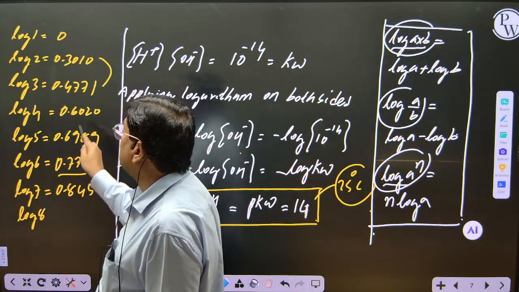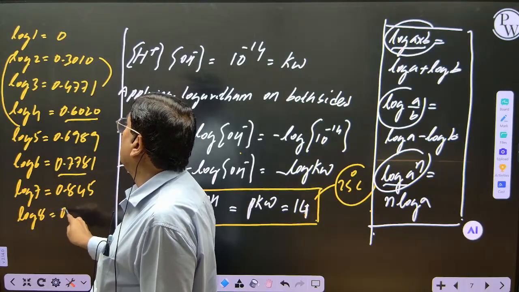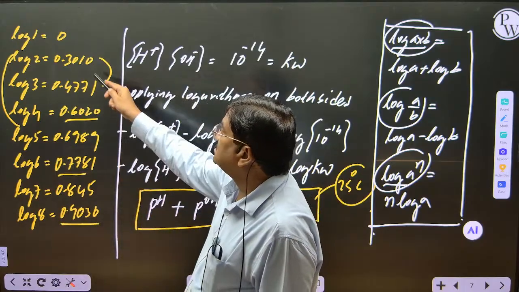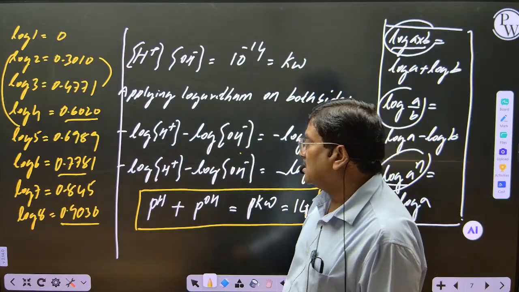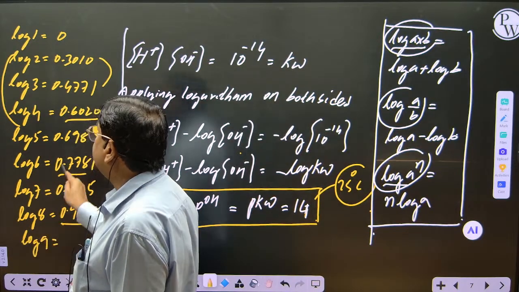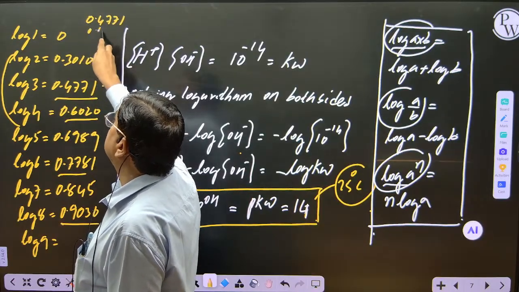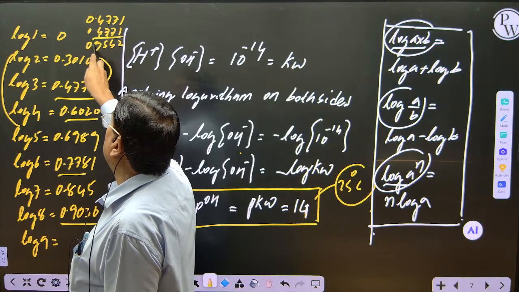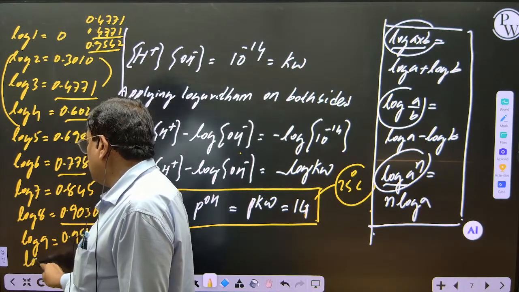How? Log 2 plus log 4, student. Log 2 plus log 4 means how much? 0.9030. Understood. Log 9 we can get, students. How do we get log 9? Double of log 3. This double you take: 0.4771 plus 0.4771 is 0.9542. Log 10 value is given as 1.